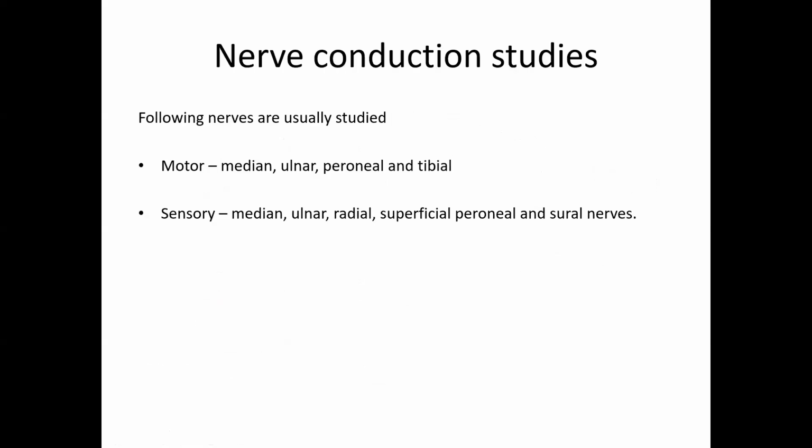So for nerve conduction study, for a short testing, the distal nerves studied are median, ulnar, peroneal, and tibial nerves for motor. For sensory, it is median, ulnar, radial, superficial peroneal, and sural nerves.